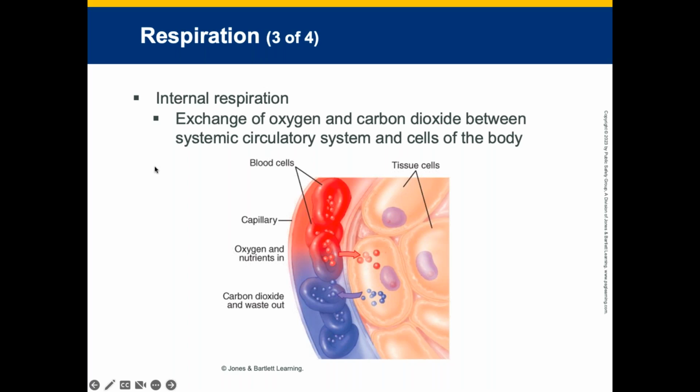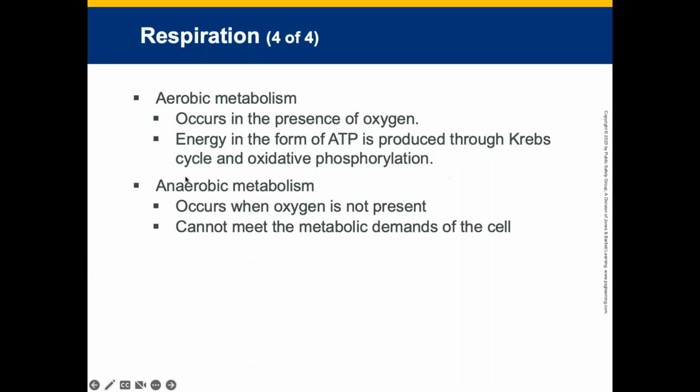Yep, shock, exactly. Inadequate state of tissue perfusion is shock. Awesome. So, in the presence of oxygen, the mitochondria of the cells convert glucose into energy using a process known as aerobic metabolism. Okay. So energy from the ATP, which is adenosine triphosphate, is produced through the Krebs cycle and oxidative phosphorylation.